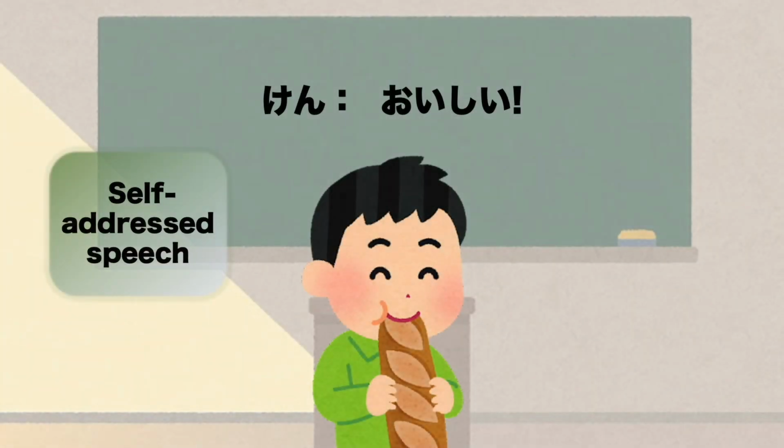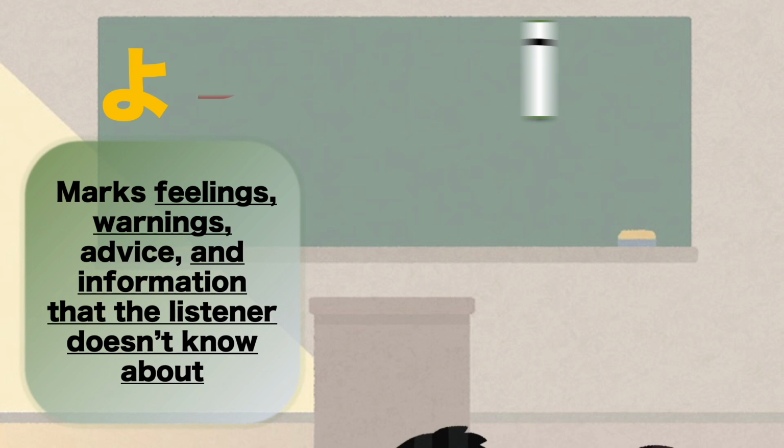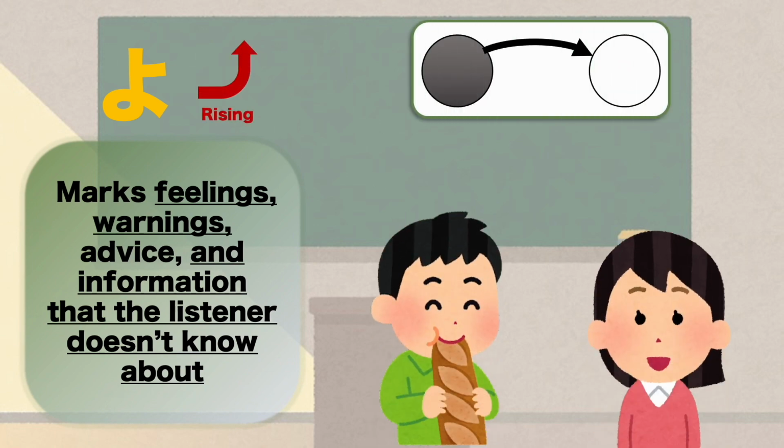Here we have Ken enjoying his snack by saying, おいしい. This also has no final particles. This relates to the tsukoba, which represents subjective construal in Japanese. Sometimes people do talk to themselves by using final particles, but yo isn't used because there's nobody to tell anything to. Here, Ken is enjoying his food and Kanako passes by at that moment. He tells Kanako how good it is by saying, おいしいよ.